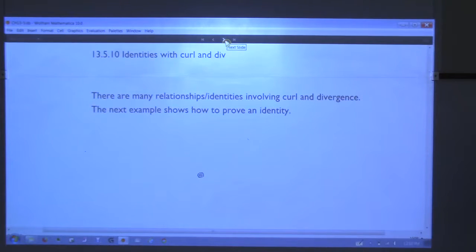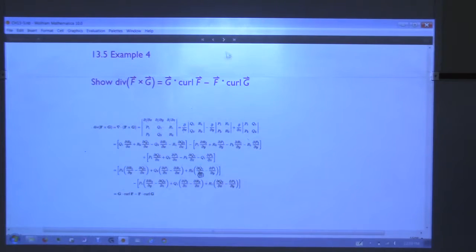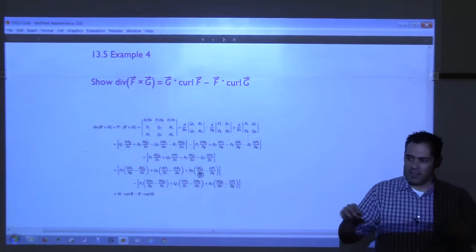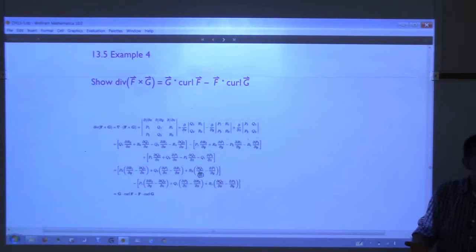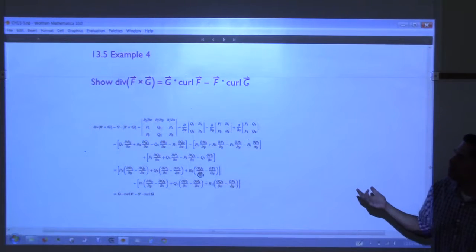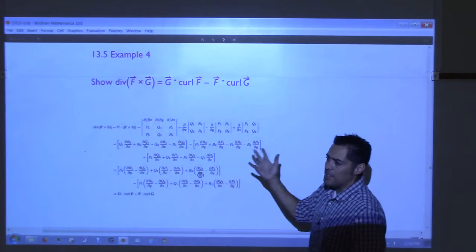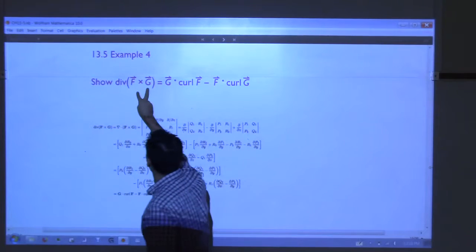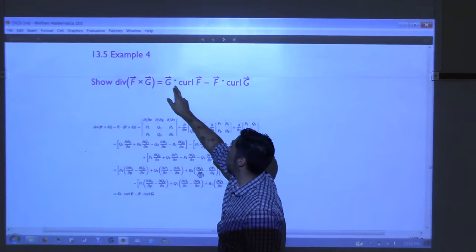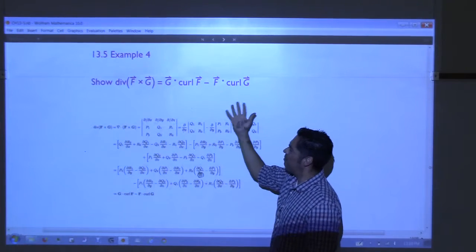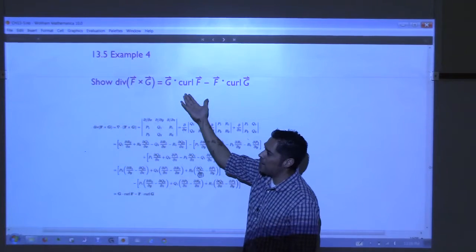Okay, there are identities. Like in pre-calc, you know how we had trig identities? Like sine of this, this, this equals that, and then you had to show it, right? You had to start with the left side and turn it into the right side. We have lots of identities when it comes to curl and div. For example, the div of the cross product of two vector fields F cross G is equal to G dot curl F minus F dot curl G. Like what? Okay, sure. Is it? Yeah, they're saying it's true.